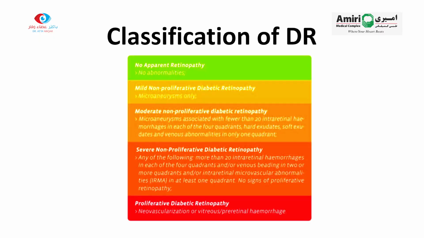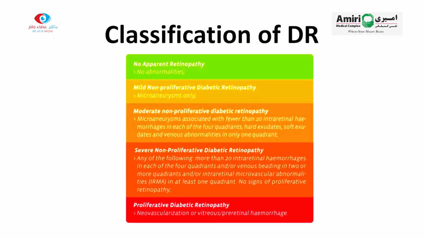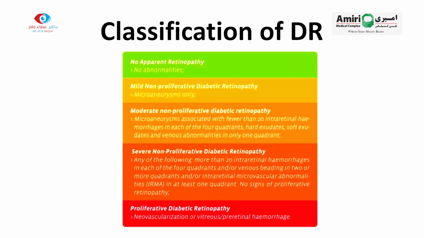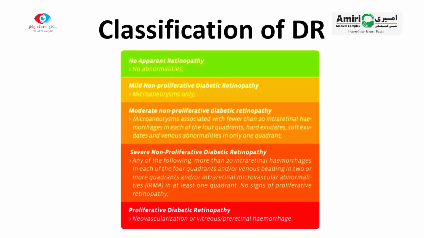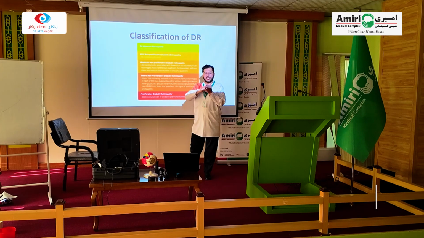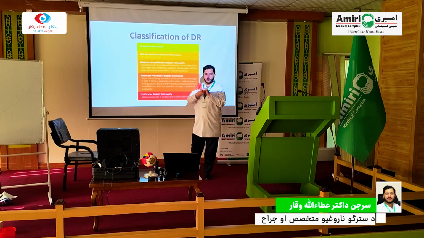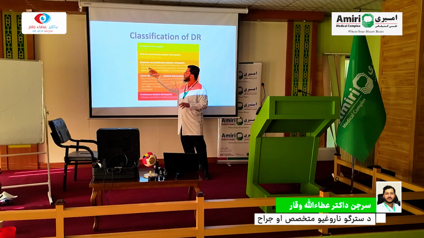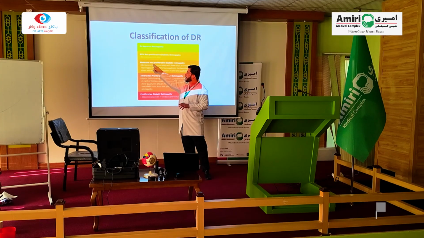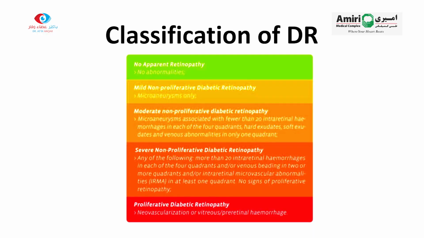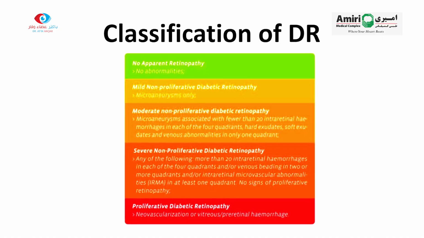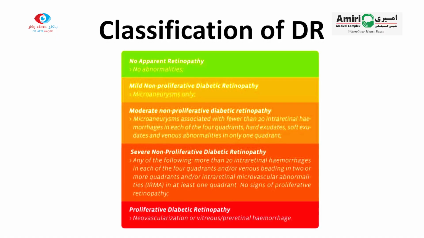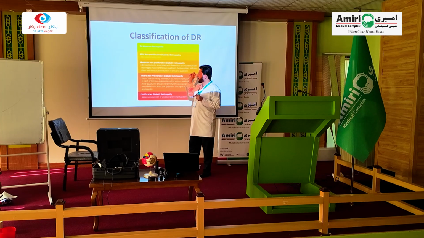This is the important classification. If there is no apparent retinopathy, we have mild NPDR. Mild NPDR means there will be some lesions in the periphery called microaneurysms, outpouching of the vessels. Microaneurysm only is mild NPDR. Moderate NPDR, and this N in NPDR is so important, is not very dangerous: there is no proliferation of new vessels. There will be microaneurysms associated with fewer than 20 intraretinal hemorrhages.